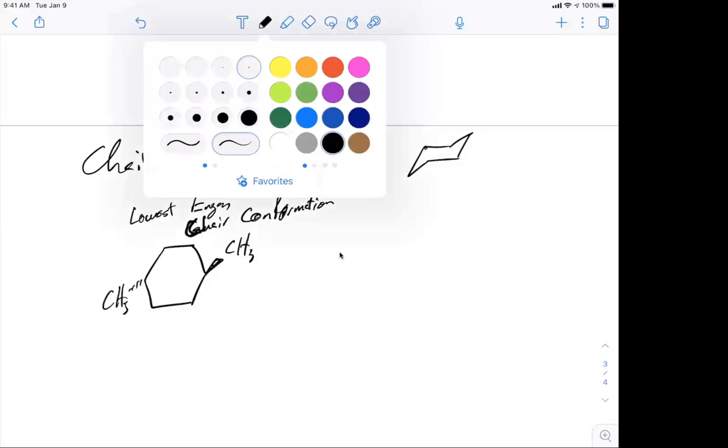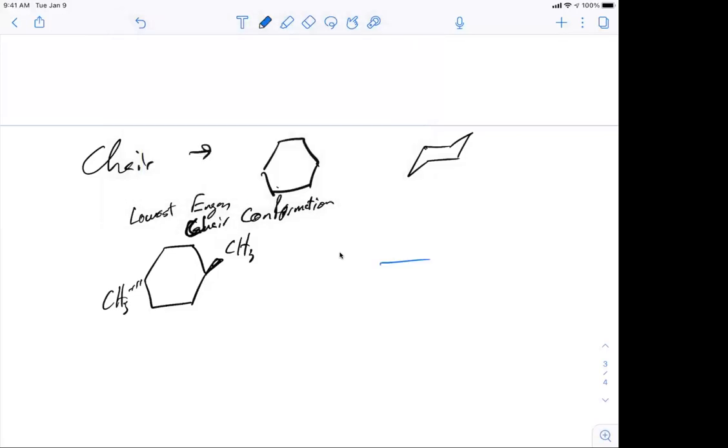Okay, so let's take a look. We start by just drawing a chair, like this. And then I'm going to put the methyls the way it's shown. So if we look at that, now what I have is a chair conformation with my two methyls.